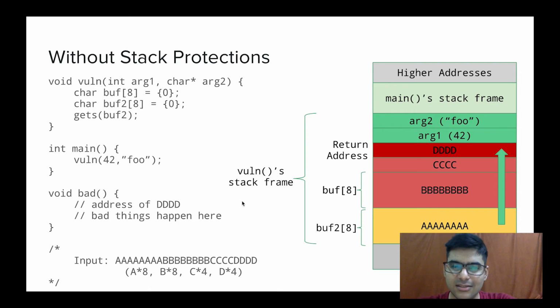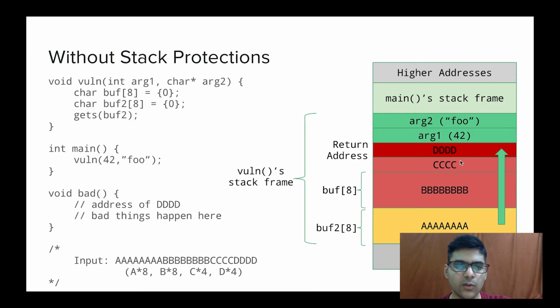So this is without any stack protection. This is just a normal stack. There's a normal example which we saw in the first video actually. So you have a bad function, its address, you just jump there, you overwrite the return address with the address of the bad function, and you jump there, and you get some malicious code execution. So that's the normal case.